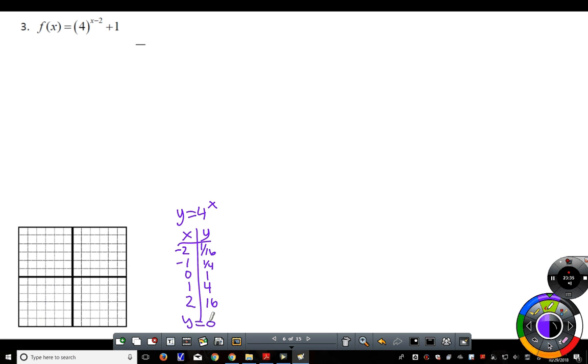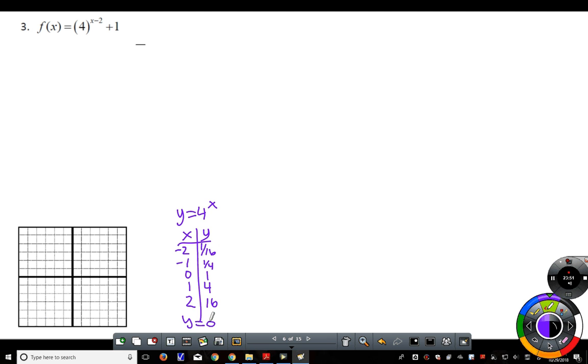So this is my parent function table with an asymptote at y equals 0. I used 4 as the base for my parent function. So same x values to plug in, but these numbers now based on powers of 4. Okay. For my transformations, there are only 2.